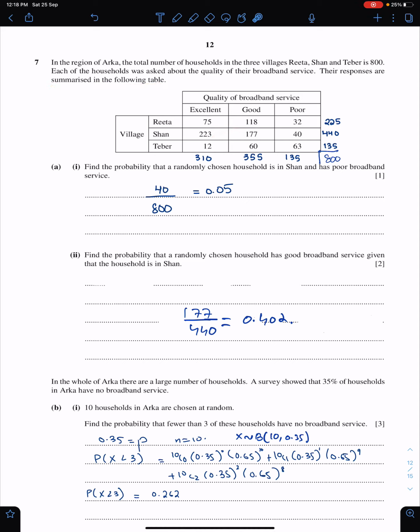Part A. Find the probability that a randomly chosen household is in Shan and has poor broadband service. So Shan, poor broadband, so 40 upon 800. That's the answer of the first part. Part 2. Find the probability that a randomly chosen household has good broadband, given that the household is in Shan. So we have to select from these 3. Good broadband and Shan, so 177 divided by 440.